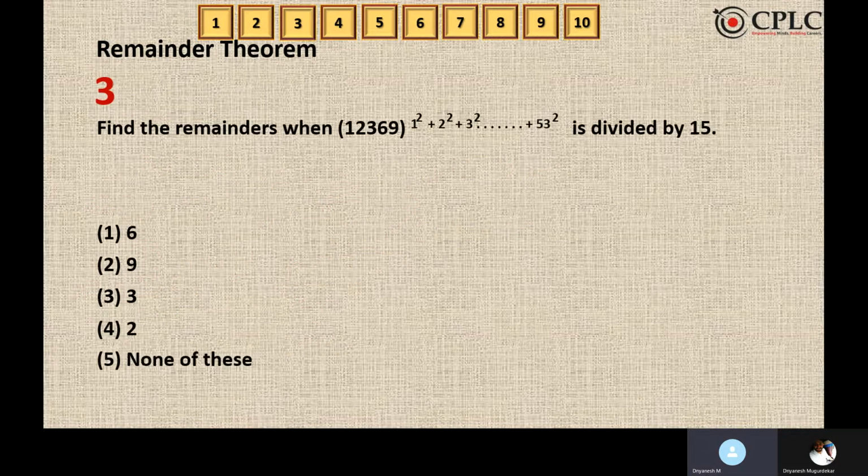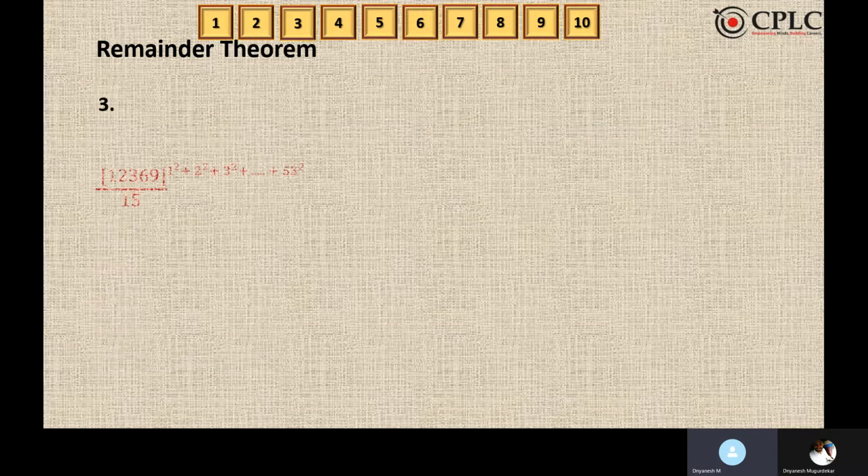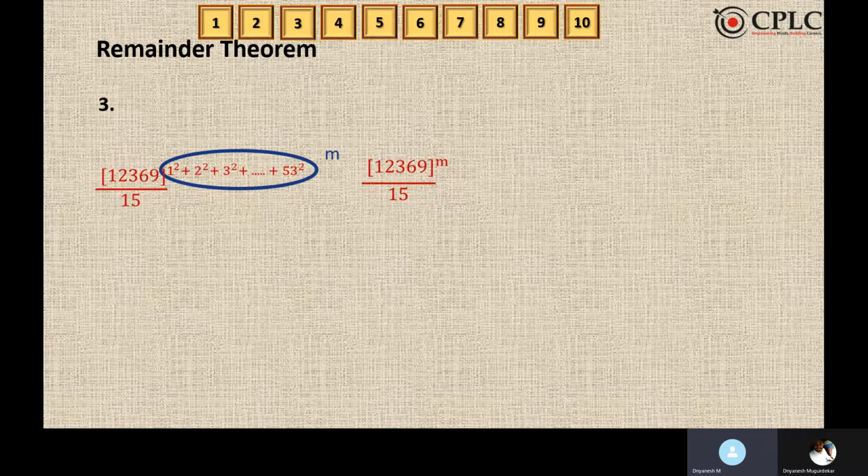Third one, similar background. Get rid of the scary power first, which is m. So the question becomes (12369)^m divided by 15. What is the remainder? Same funda again. The numerator is bigger than the denominator, so divide the numerator by the denominator and replace the number by the remainder.